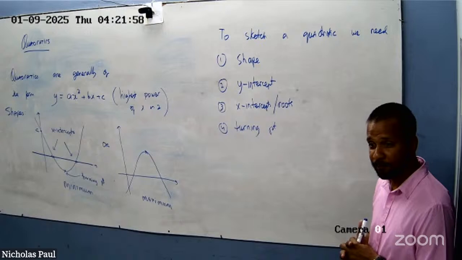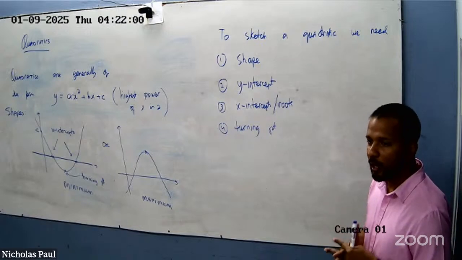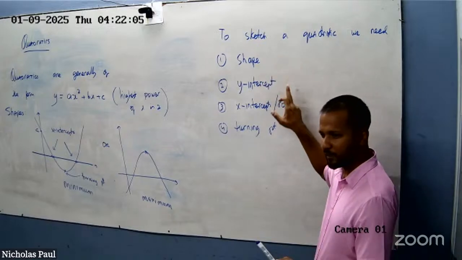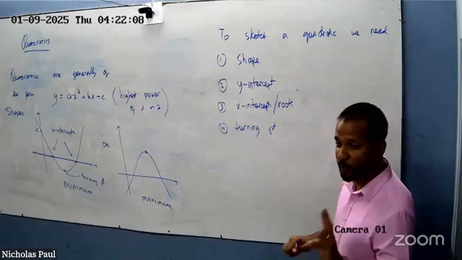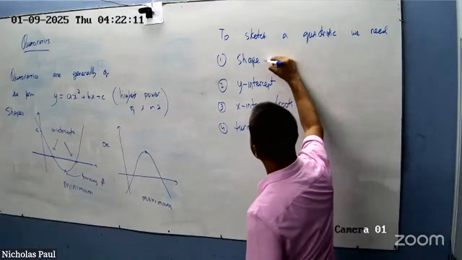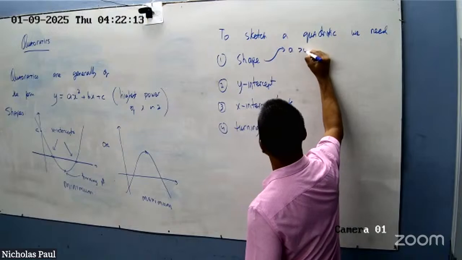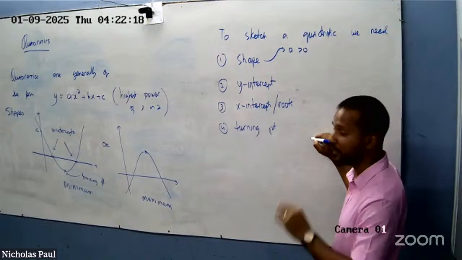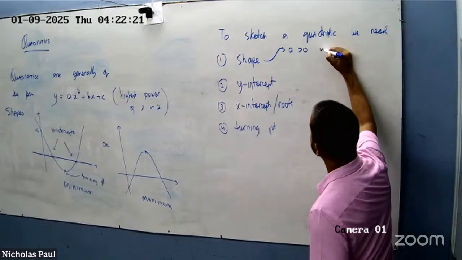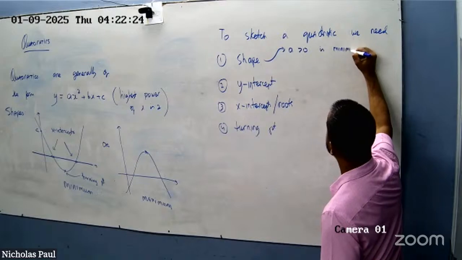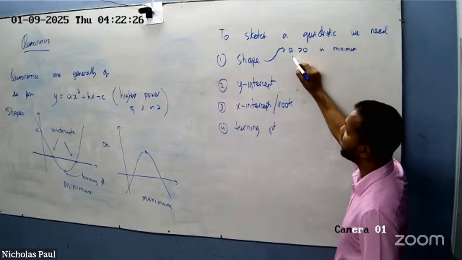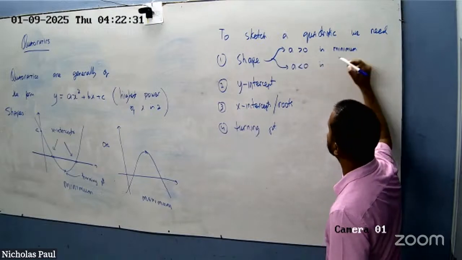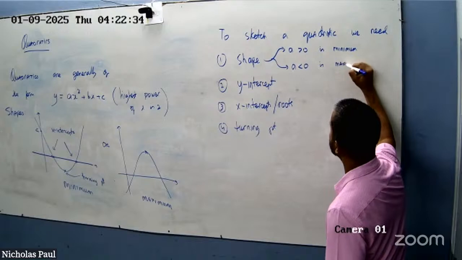Everybody ready? Right. How do we know how to get this shape? Right next to it, I'm going to tell you how to figure it out. Real simple. All we need to do is look at A. Once you figure out what A is, if A is more than 0, you have a minimum. So that's all we're doing, looking at the A value. And if A is less than 0, meaning it's negative, then it's a maximum.